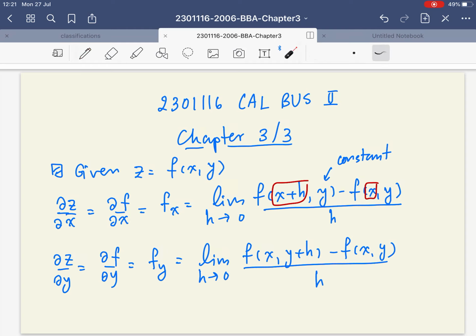On the other hand, if you're finding a derivative with respect to y, then your x will be fixed and only y will change. So in this one, y is changed, and x you regard as a constant in that context, and then you find a derivative with respect to the variable y alone.